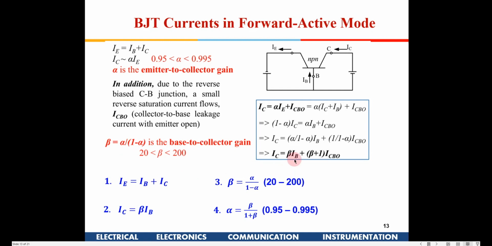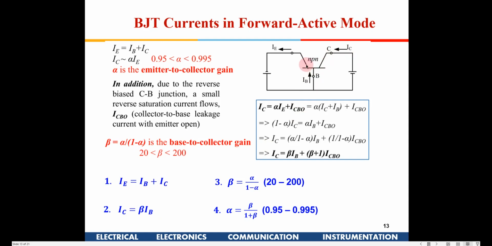Now for all practical purposes in this course, because this course is basically electrical science and we are not going too deep into microelectronics, we will neglect this leakage current. Okay, so we are going to use these four formulas. So IE is equal to IB plus IC. This is the first and foremost formula. And then the collector current is going to be beta times IB.